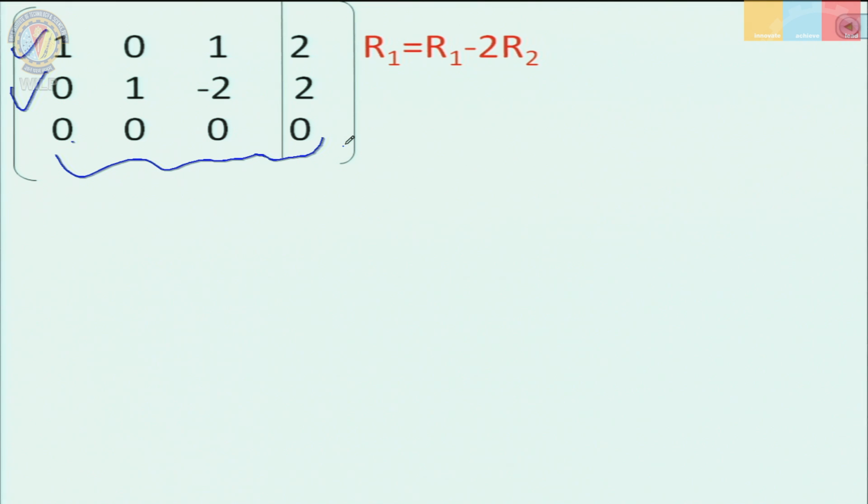Okay. So, if the row rank of A is equal to the row rank of the augmented matrix, which is equal to the number of unknowns, then you will get a unique solution. If the row rank of A is equal to the row rank of the augmented matrix, and it is less than the number of unknowns, you are going to get an infinite number of solutions. Because here, look at here: 0 into x1 plus 0 into x2 plus 0 into x3 is equal to 0. And from the second one, what will you get? 0 into x1 plus 1 into x2 minus 2 into x3 is equal to 2.